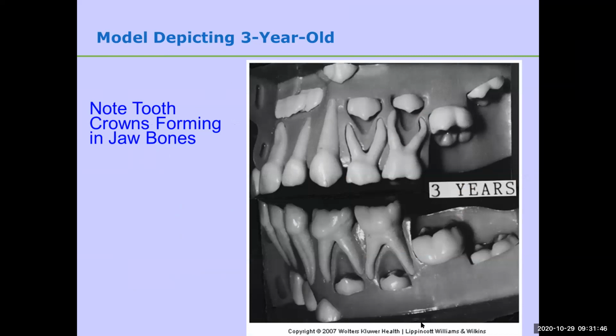So this is a model that's showing a 3-year-old. A 3-year-old has the first molar, their 12-month molar, 1-year molar, and the 2-year molar here. And you can see the permanent teeth starting to form. This is not truly accurate, because if this was the 2-year molar, guess what? The roots would not be completed.